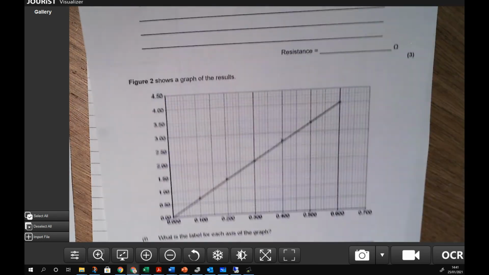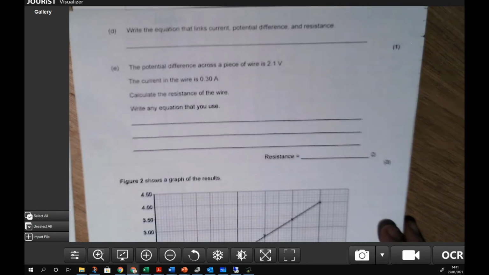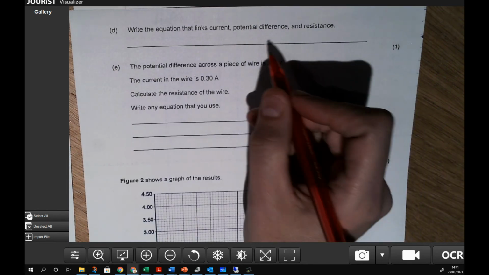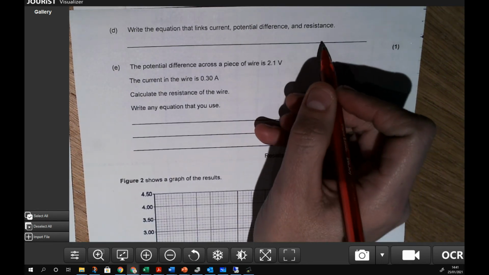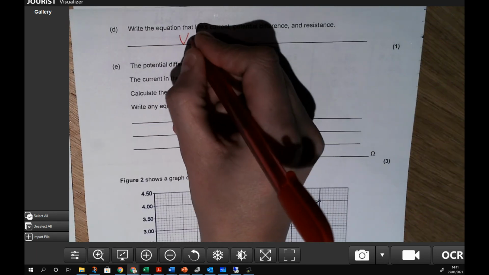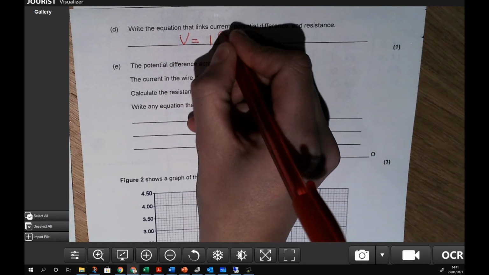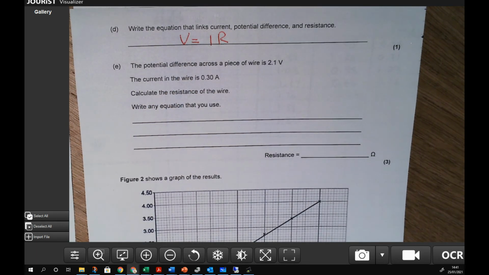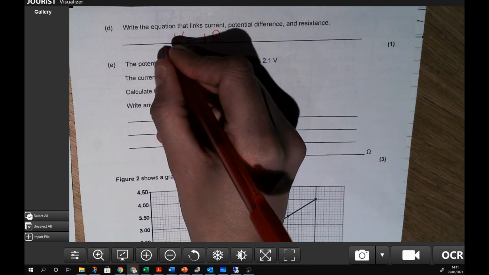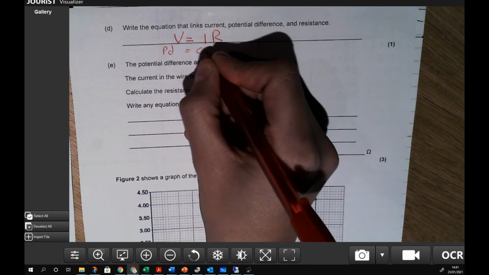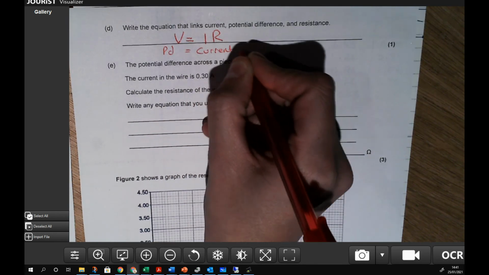Okay, next question. Write the equation that links current, potential difference, and resistance. Now, I keep giving you this as a question, and here it is actually coming up in an exam question. You're quite entitled to put it in symbol form, or you can write it out. Potential difference equals current times resistance.